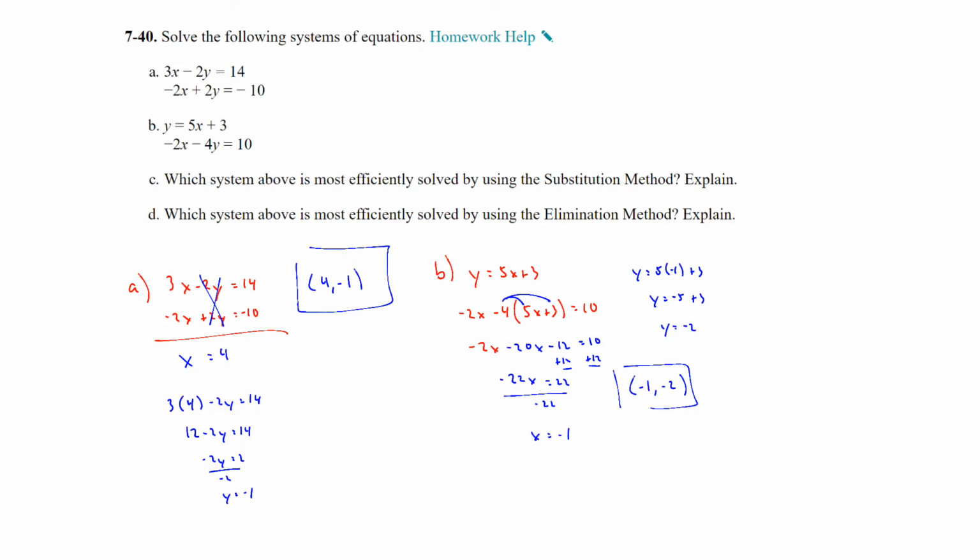On part C, it says, which system above is most efficiently solved by using the substitution method, and explain? I really already did that while I was going through. We would say question B, and you need to write down that the y is solved for. And then on D, it wants to know the elimination method. As I had already spoken about, that would be question A, because you have your x and y's on the same side and it's equal to the constant.